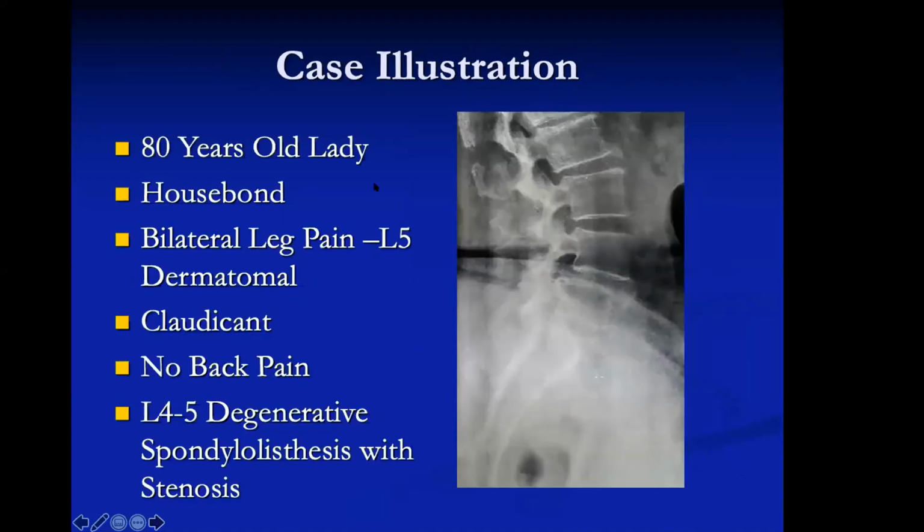At the same time, this is a lady with a similar looking X-ray. She has an L4-L5 spondylolisthesis. She is housebound. She has no back pain at all. She has bilateral leg pain, again L5 dermatomal, and it is claudicant in variety. So all the features of the first patient are present in this particular lady. However, she doesn't have back pain, and she is housebound. Her activity level is low, and she is elderly.